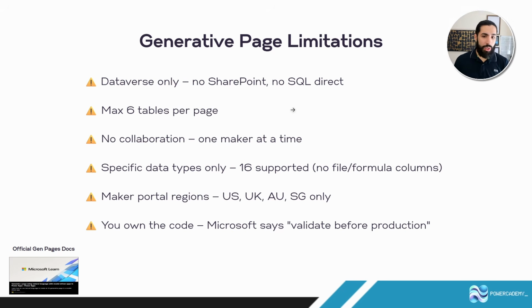There's no collaboration, so you can only go with one maker at a time. This isn't too much of a limitation, but just something to keep in mind. There's specific data types only, and I'll go into these using the official Gen Pages Microsoft Learn documentation. The Maker Portal region, so it's only available right now in the States, United Kingdom, Australia, and Singapore. And of course, the final limitation is that you own the code.